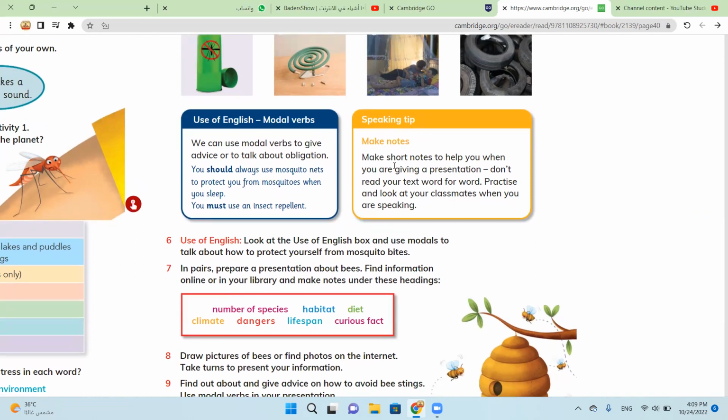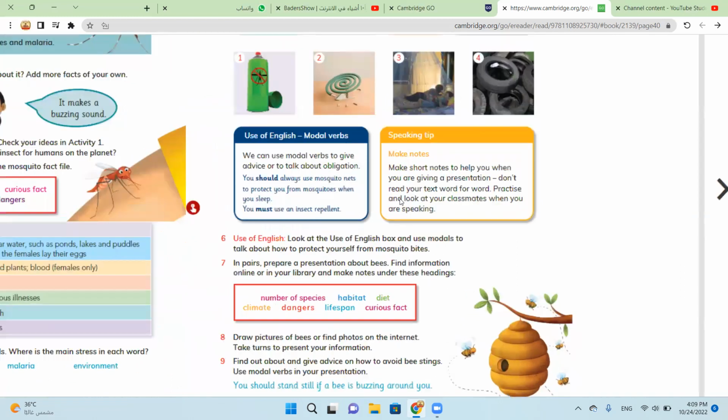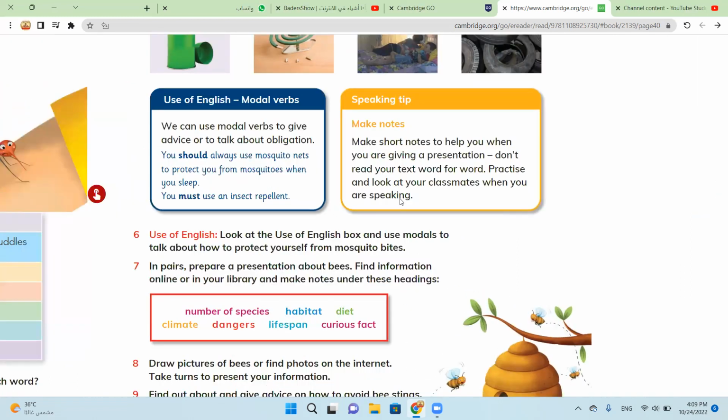Speaking tip, make notes. Make short notes to help you when you are giving a presentation. Don't read your text word for word. Practice and look at your classmates when you are speaking. So when you have a presentation or you want to give a statement, maybe in school radio or inside the class, do not write everything in your paper. Don't read out of your papers. Take only short notes. Okay.